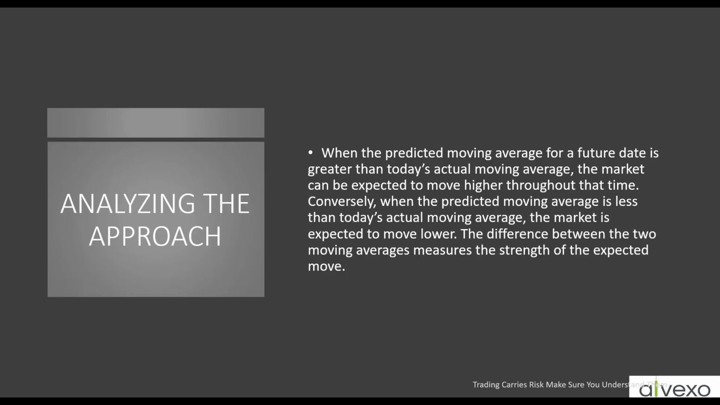So when the predicted moving average for the future date is greater than today's actual moving average, the market can be expected to move higher throughout that time. Conversely, when the predicted moving average is less than today's actual moving average, the market is expected to move lower. The difference between the two moving averages measures the strength of the expected move.